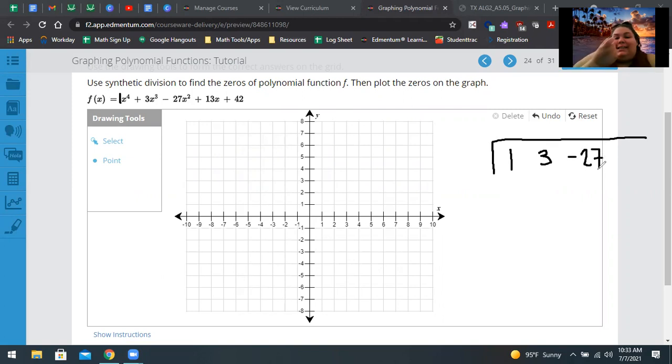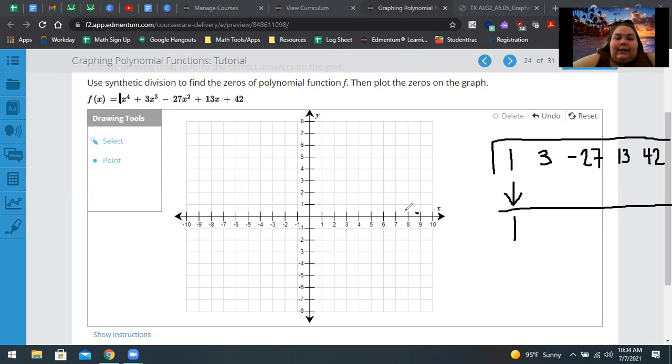Remember, if you're missing a degree, say they didn't have some number times x squared, you would have to put a 0 to fill that spot for x squared. Let me try to squeeze it here, 13 and 42. So the next part here is we're going to use numbers. Just as a reminder, I'm going to draw my line here, drop my 1.